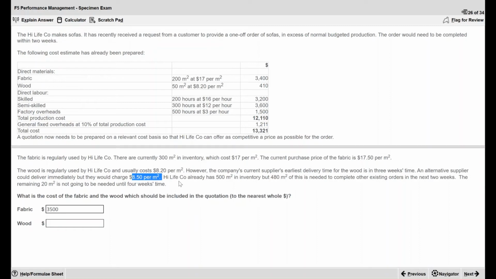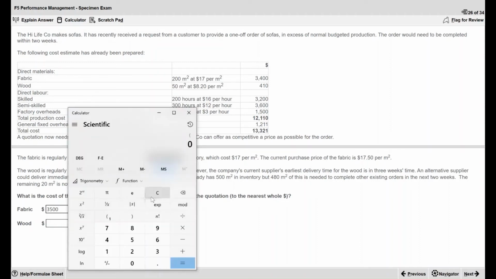That is the price we need. High Life Co. already has 500 inventory, but 480 of this is needed to complete other existing customer orders in the next 2 weeks. The remaining 20 square meters is not going to be needed until 4 weeks. So we have 520 that is not needed right now, so we could use that, and 30 extra needs to be purchased from this alternative supplier. So 30 at 8.50 and this 20 at the normal price, which is 8.20.